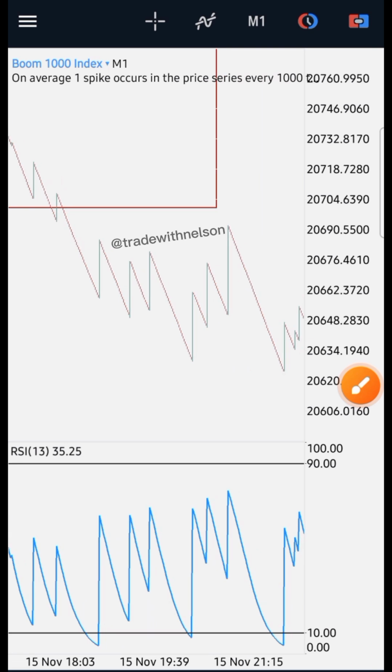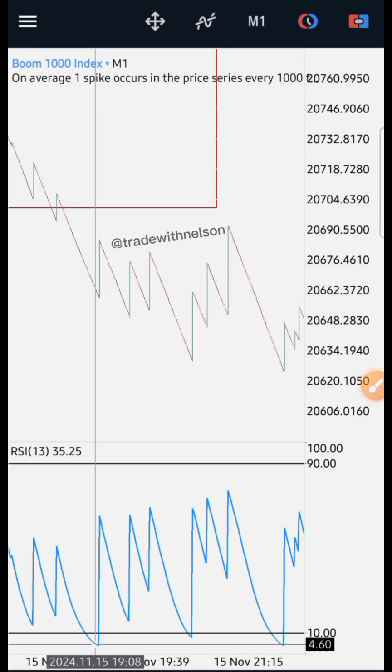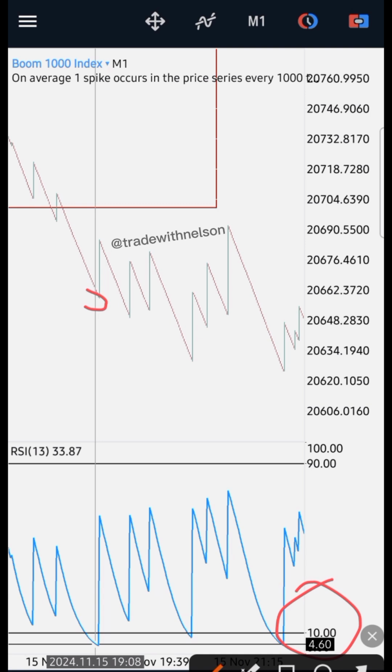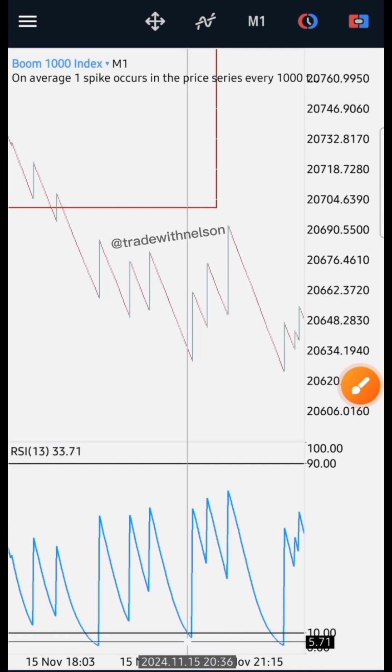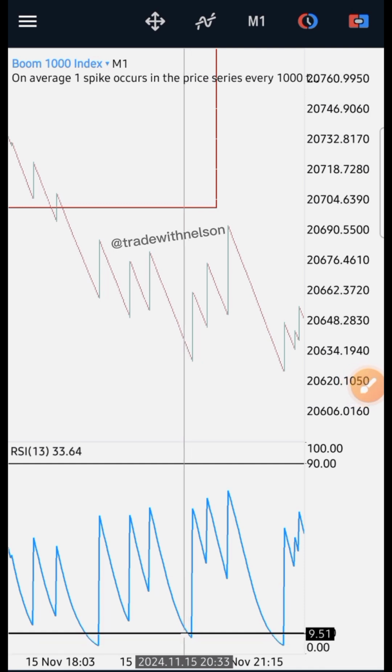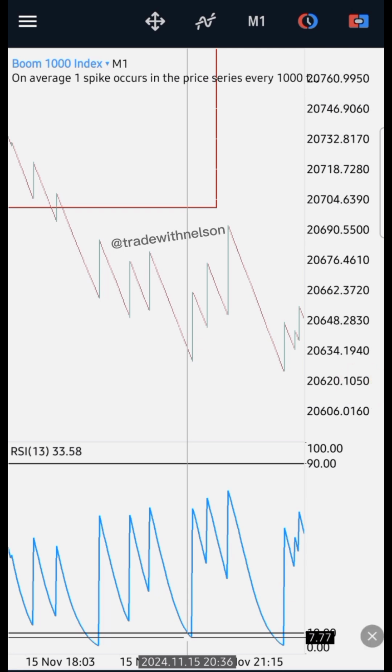So let me show you an example of what I am saying. If you come here, you see that the spike occurs at 4.6 over here. So when the spike immediately occurs, you take your profit, you are out. Then if we go down again, this one did not give us an opportunity to enter because it is 7.77, and the market is still likely to go down, so we are not entering this one.